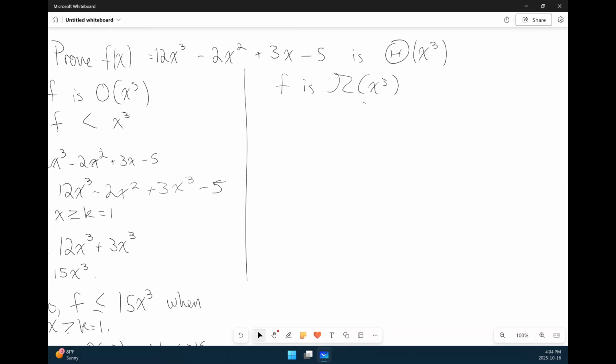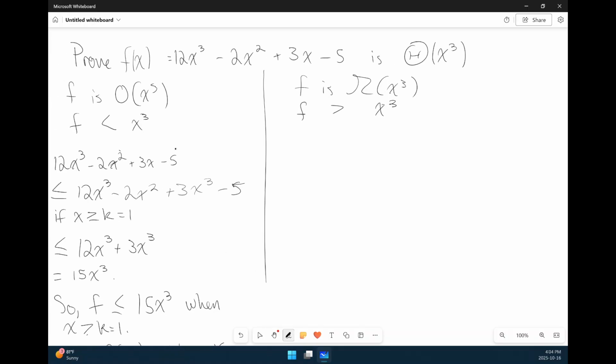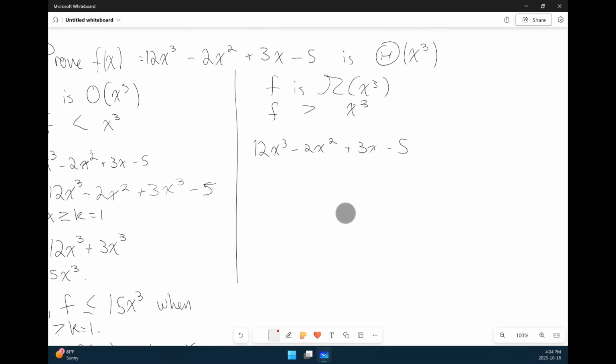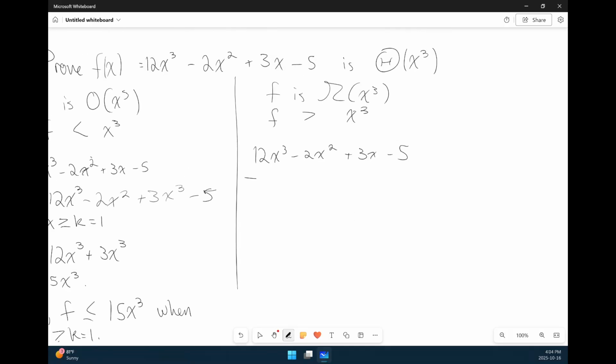Now to prove omega, we're going to do the same thing, but with the inequality flipped. We're showing that f is greater than x cubed. So in the same way that we were able to make f bigger, we're just going to make f smaller. If f minus 5 is greater than x cubed, then surely f is greater than x cubed. So we'll just rewrite this again: 12x cubed minus 2x squared plus 3x minus 5. So I'm going to make this smaller, and this is the same logic as before. So this 3x I can just cancel out. So this is certainly greater than or equal to 12x cubed minus 2x squared minus 5.